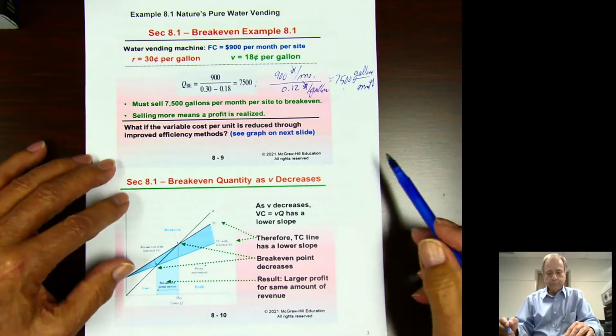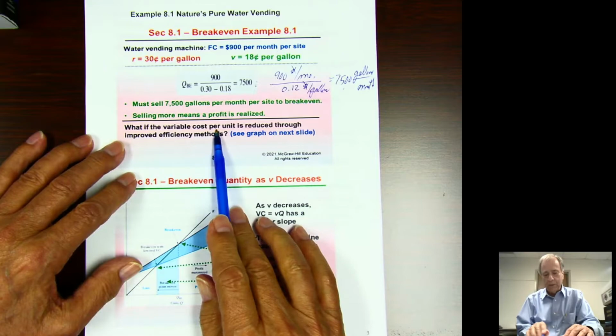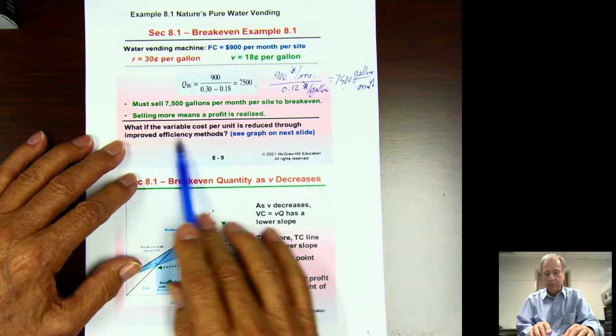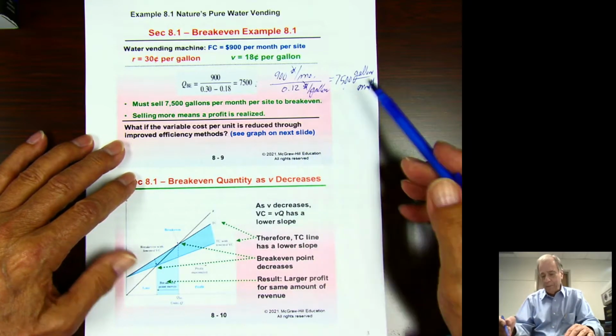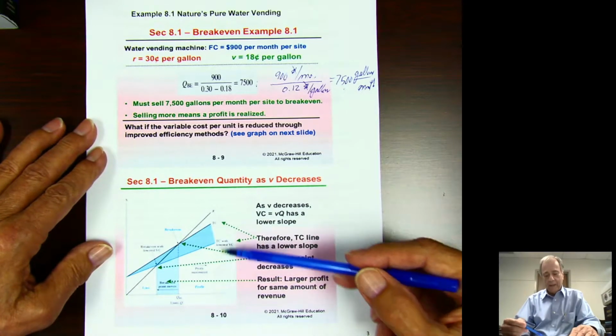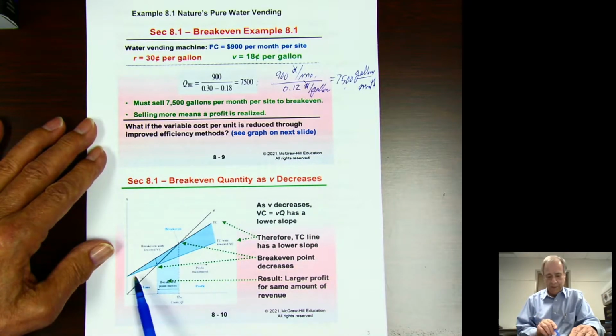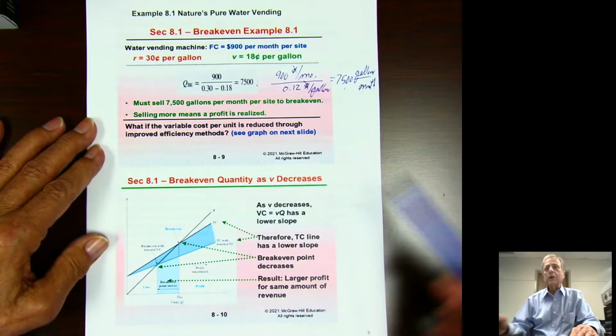So the author then says, what if the variable cost per unit is reduced through improved efficiency? What happens then? Well, he shows you in a graph here that if you reduce the slope of the variable cost line, your break-even point, of course, is going to be significantly reduced to a lower level.